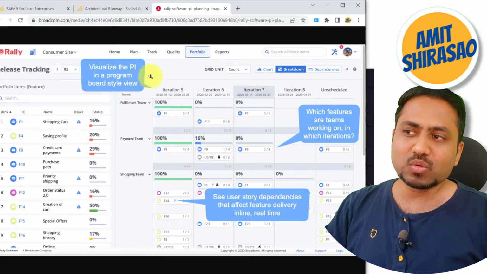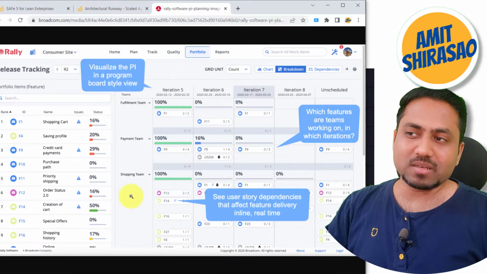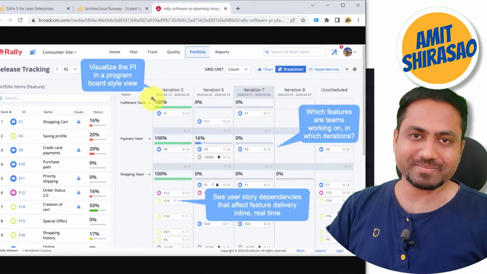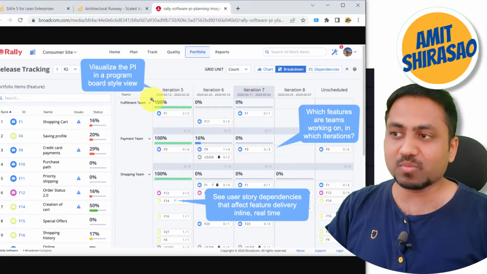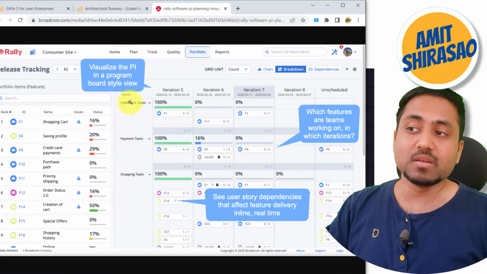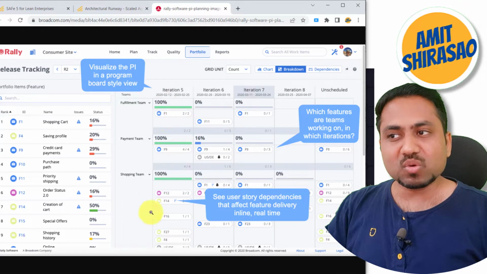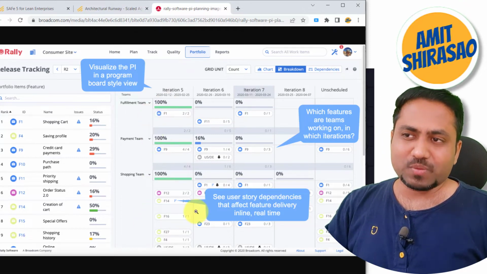So as soon as you deselect your team, this becomes your program board. The same thing becomes your program board, because now you are seeing all the teams here. You haven't selected just one team, you have selected all the teams. So this becomes your program board.